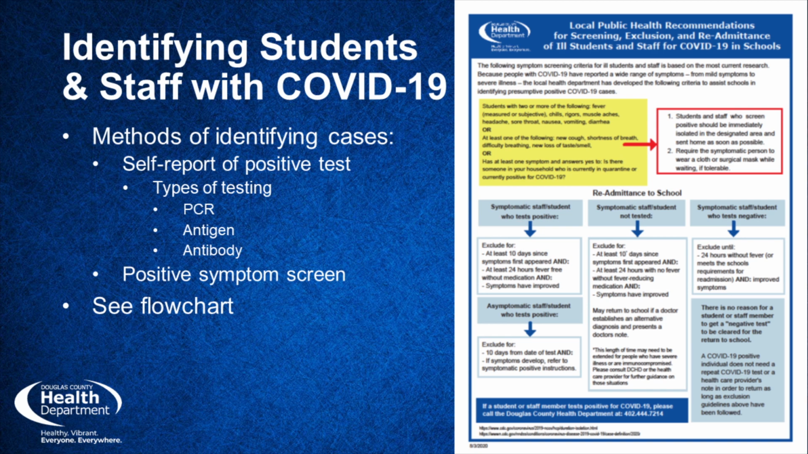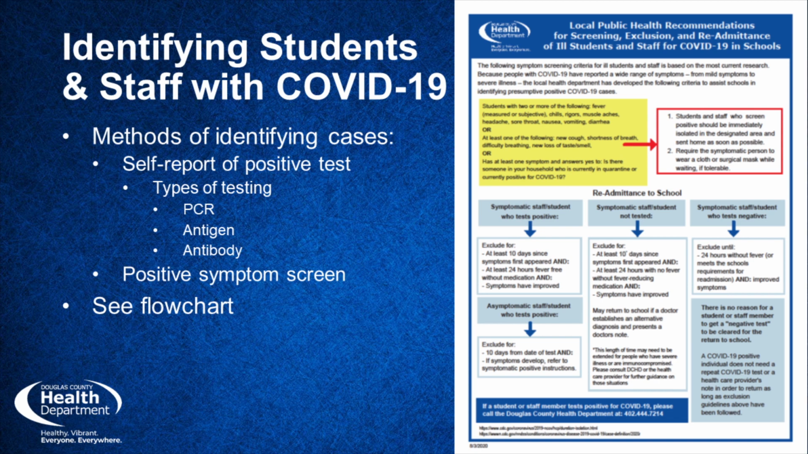That is someone who needs to be sent home immediately. If they go and get tested and test positive, they need to be excluded from school for 10 days from when their symptoms first started, and they need to be at least 24 hours fever-free without the use of fever-reducing medications, and their symptoms have to improve. When all three of those criteria have been met, that student or faculty or staff can return to school.